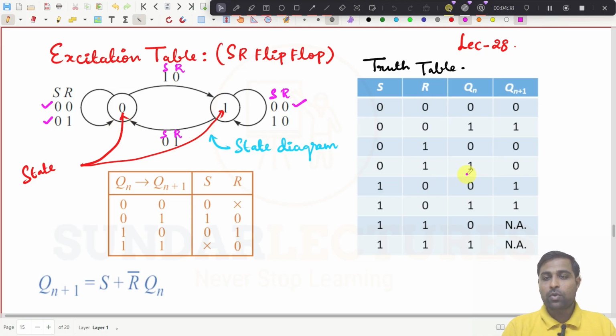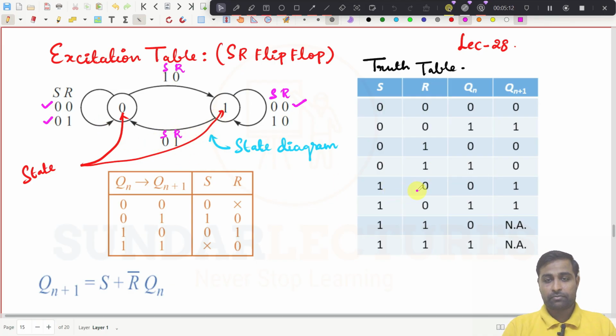Coming to the next one now, if the present state is 1 and I am giving S equal to 0, R equal to 1, what happens? This 1 will be converted into 0. Why? Because this is a reset condition. So this 1 will go to 0 here. See here, this 1 will go to 0 if S equal to 0, R equal to 1. That is this state. I have explained this here.